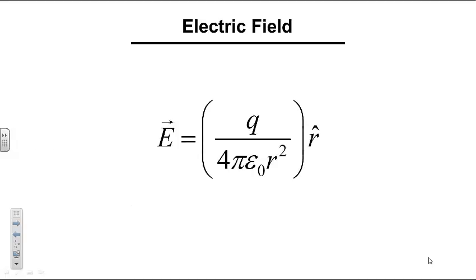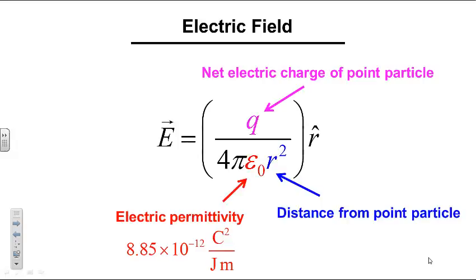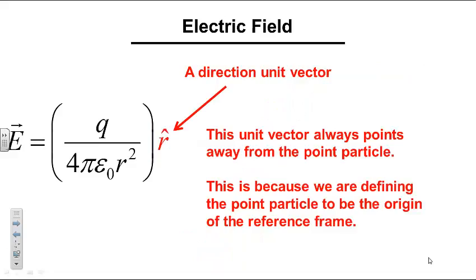This is the equation for the electric field of a charged point particle. It depends upon the electric permittivity, the net electric charge of the point particle, and the distance from the point particle to the position where the electric field is measured. The vector r hat is a unit vector. According to standard definitions, this vector points away from the point particle.